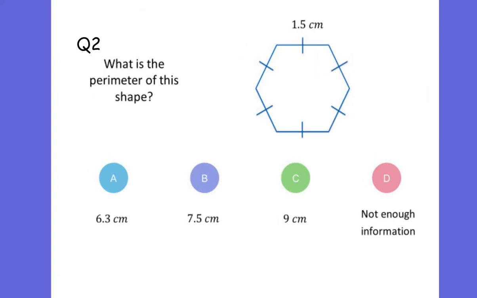Question number 2 for me, Year 7. What is the perimeter of this shape? If I tell you these little lines here mean that every one of these sides is the same length, what's the perimeter of this shape? Again, pause the video if you need and do a little calculation. A, B, C or D.